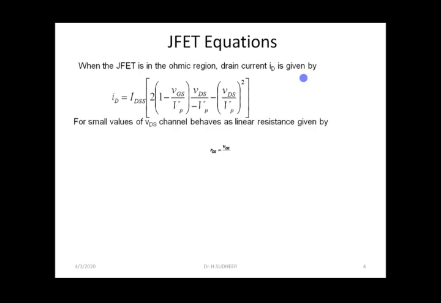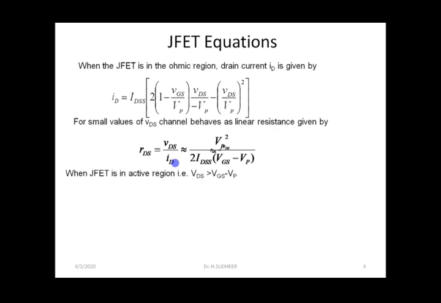For small values of VDS, it will behave like a linear resistance. So the linear resistance RDS is equal to VDS by ID, where we assume that VDS is very much smaller compared to VP. So RDS is equal to VDS by ID, which is equal to VP whole square by 2 IDSS into VGS minus VP. This is the formula which is used with the assumption that VDS is very small compared to VP.